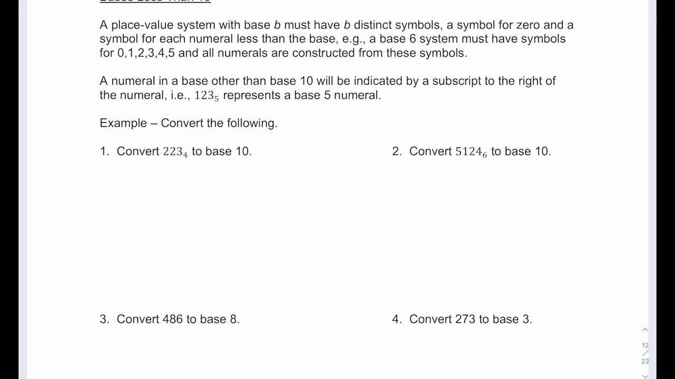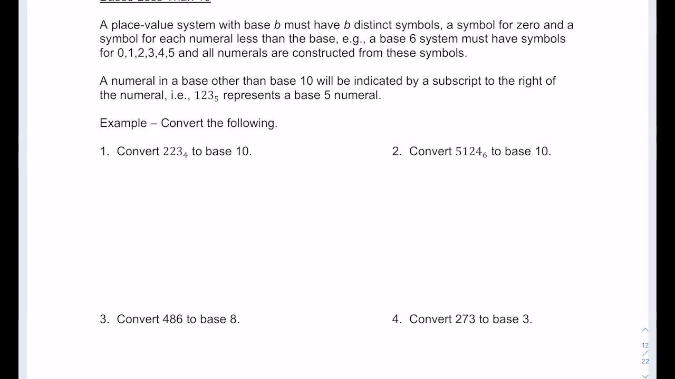A numeral in a base other than 10 is indicated with a subscript to the right of the numeral. So this number 123 is not in our base 10 decimal system. It's actually a base 5 numeral.